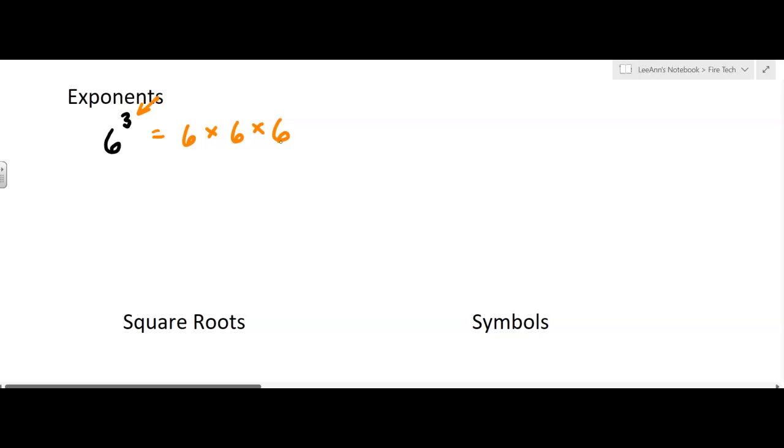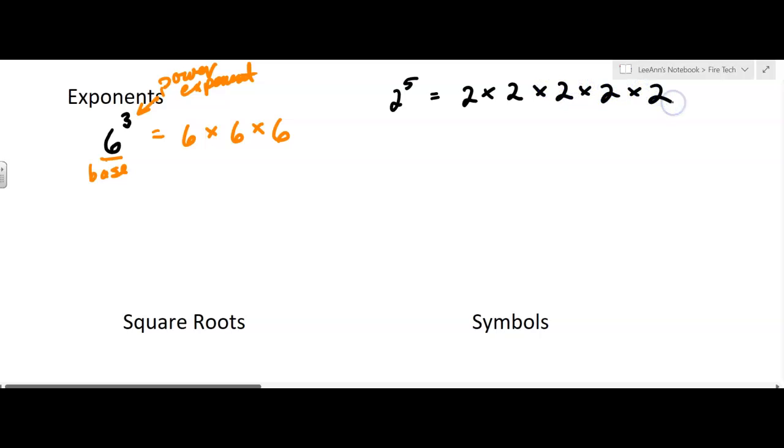So it's how many times you're multiplying whatever your number, it's called the base. This is called the base. And this is called the power or the exponent. Okay. So say you had like, I don't know, 2 to the 5th. Well, that's going to be 2 times 2 times 2 times 2 times 2, which I don't know if you're going to see 2 to the 5th, but you might.